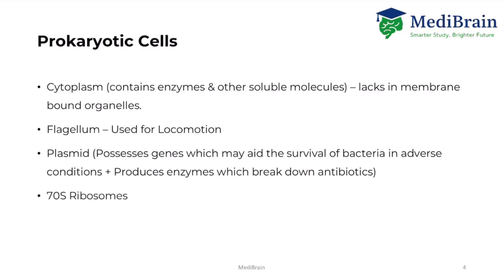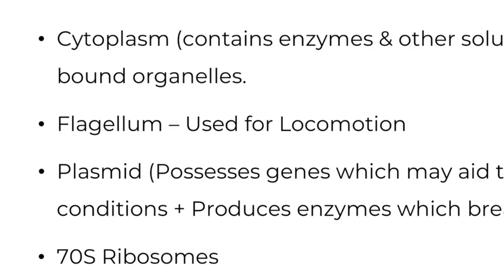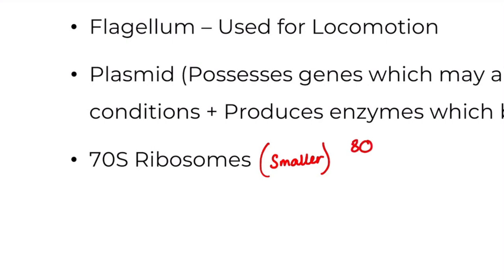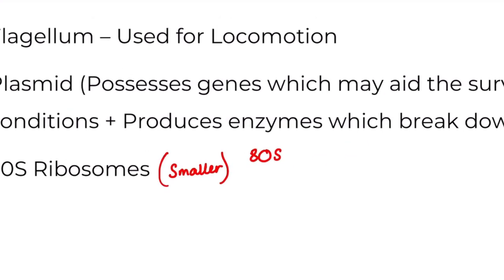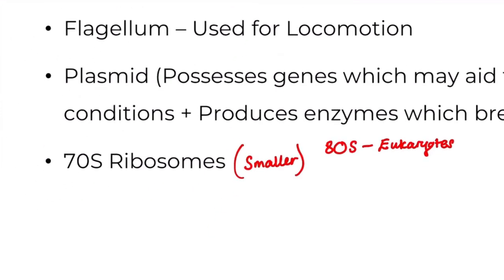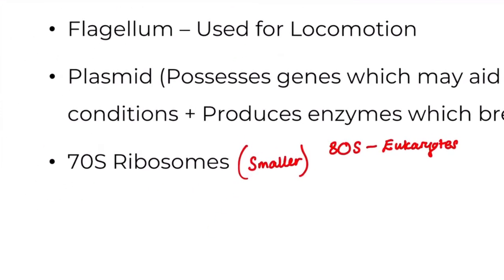70S ribosomes. We looked at 70S ribosomes in our last lesson as well. 70S ribosomes are the smaller versions of ribosomes, if you didn't already know. The other type that you have are the 80S ribosomes, and these are present in eukaryotes, because eukaryotes are much bigger. Now, 70S ribosomes are present in bacteria.